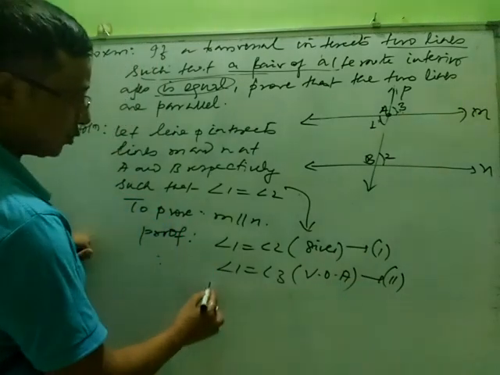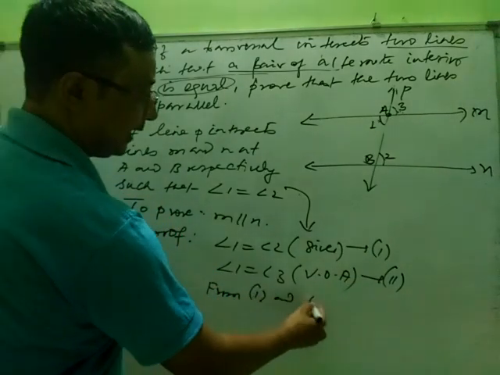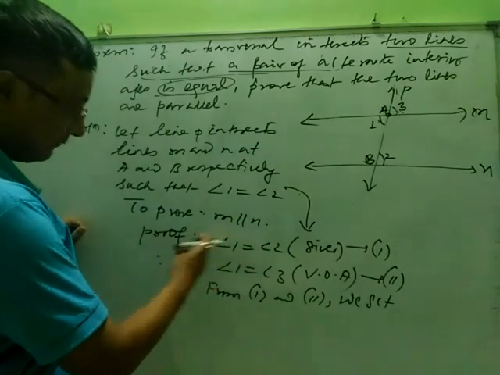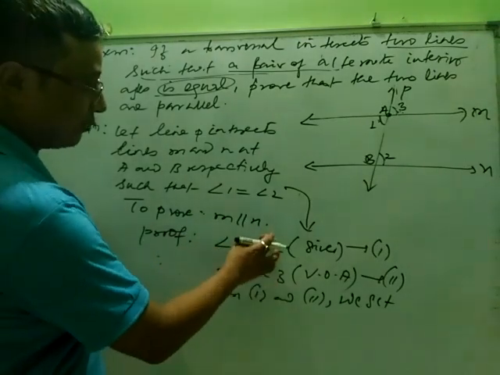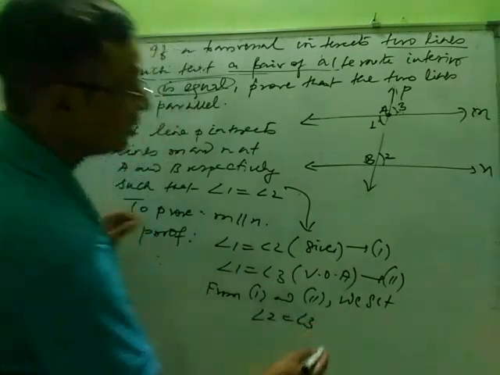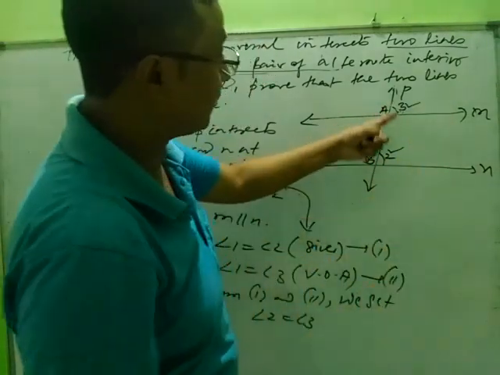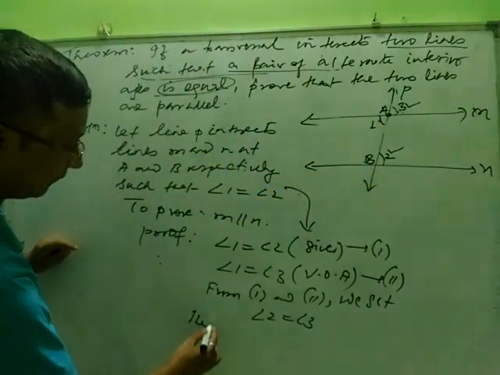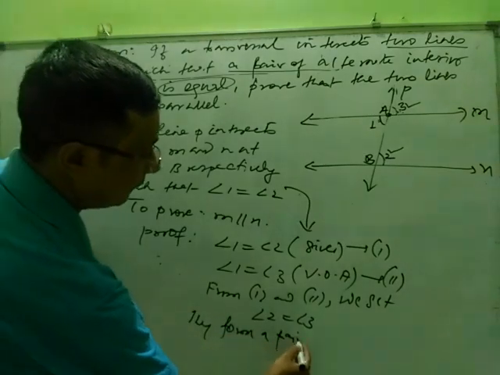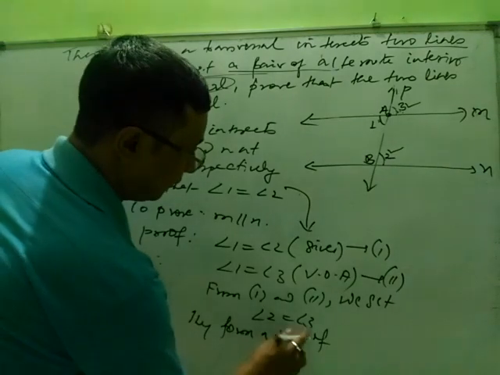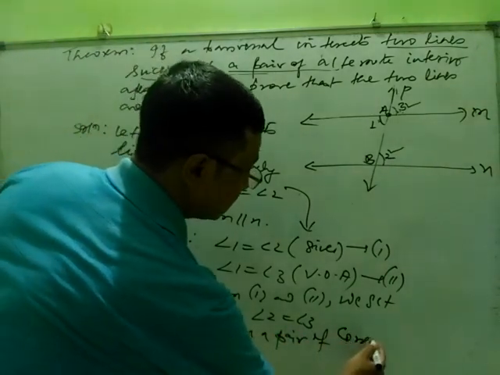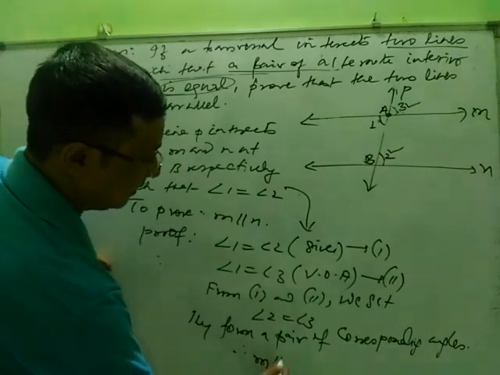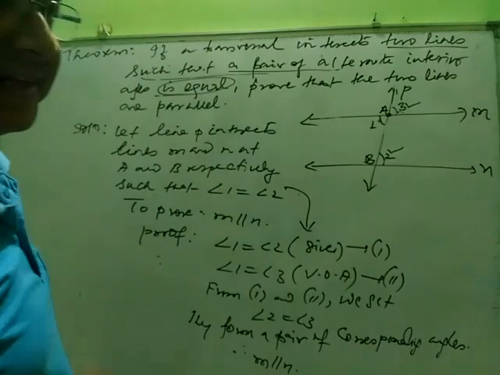So from comparing 1 and 2, since the left hand side is equal, the right hand side also will be equal. So angle 2 equals angle 3, but they form a pair of corresponding angles. That is why the line M is parallel to line N. They form a pair of corresponding angles. Therefore, M is parallel to N. You can do it various ways.